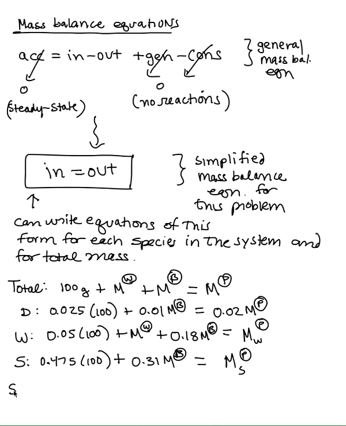And then finally we can write one for sucrose. Half the mass of stream B is sucrose, and it only comes out in one stream. It enters in one stream, B, and exits in one stream. It's 12.6% of stream P. So this is the way that we can write these 5 mass balance equations.